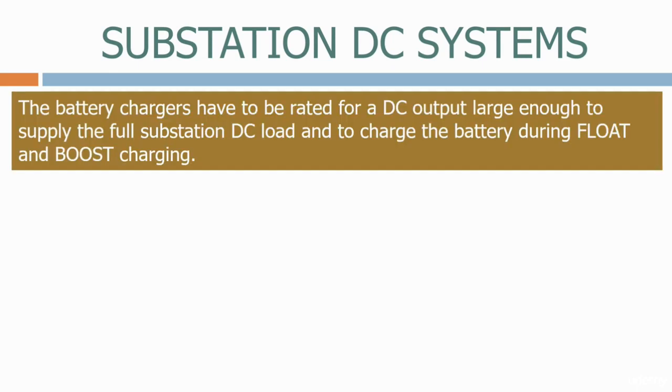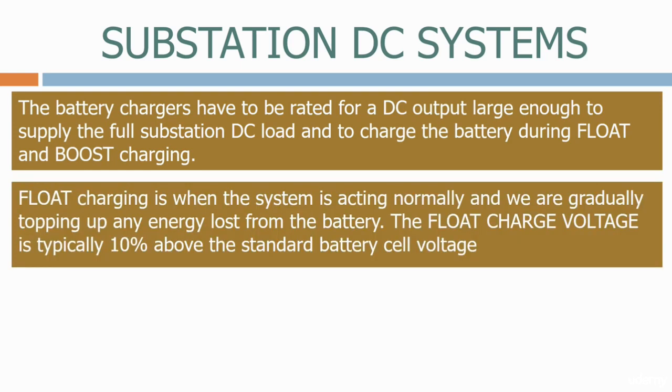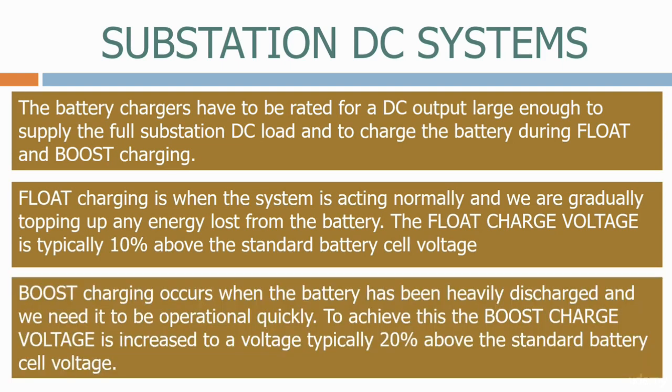The battery chargers have to be rated for a DC output large enough to supply the full substation DC load and to charge the battery during float and boost charging. Float charging is when the system is acting normally and we are gradually topping up any energy lost from the battery. The float charge voltage is typically 10% above the standard battery cell voltage. Boost charging occurs when the battery has been heavily discharged and we need it to be operational quickly. To achieve this, the boost charge voltage is increased to a voltage typically 20% above the standard battery cell voltage.